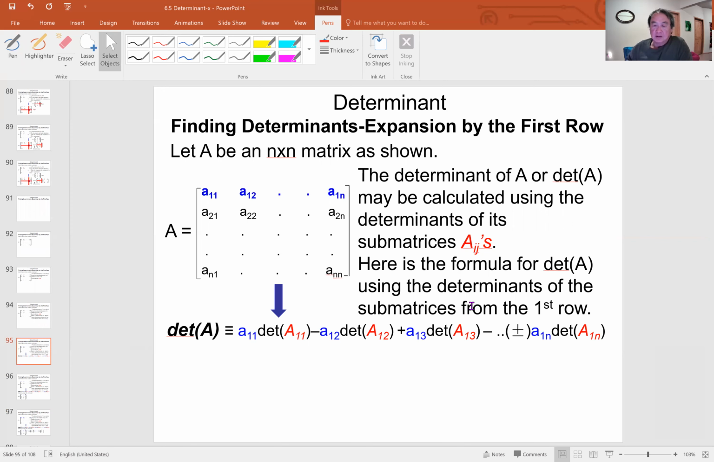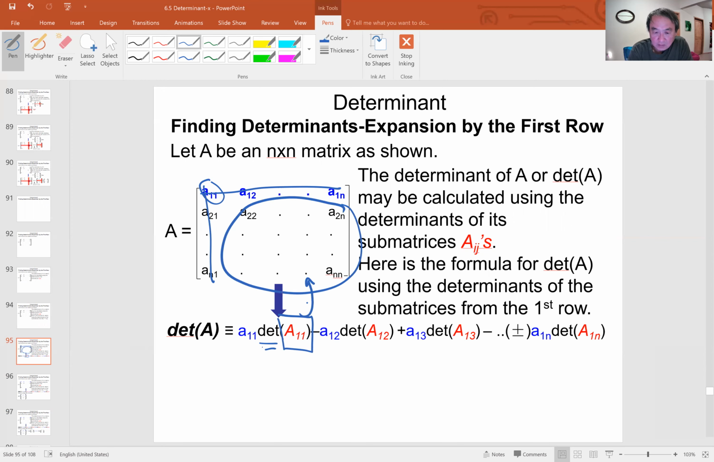You take the first entry, multiply by the determinant of this A11. What's that again? Cross that out, cross these out, and what's left over is A11. That's a smaller square matrix, and you need to calculate the determinant of that. Of course, if it's not 2x2, if it's 3x3, you have to break it down further. So you can imagine this is quite a problem of peeling onions. Each layer, we have to keep doing it.